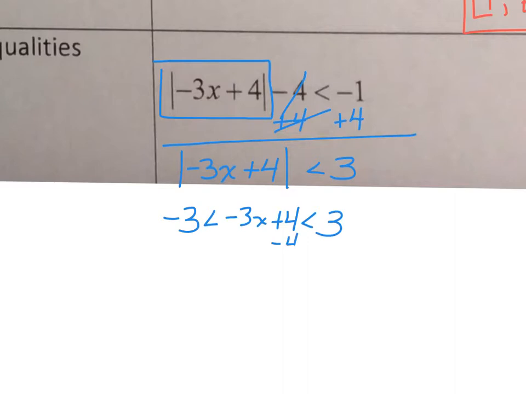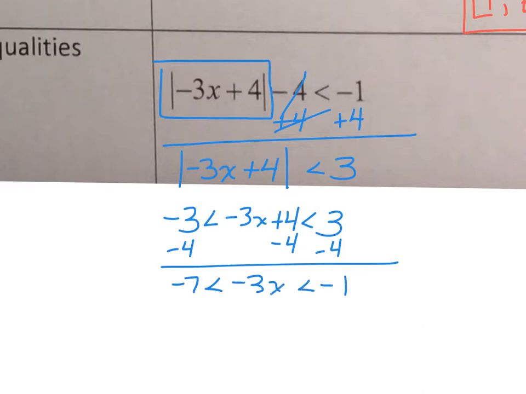So let's subtract 4 from all 3 sides, which will make negative 7 less than negative 3x less than negative 1. What's next? Divide by negative 3 and flip the signs. There you go, because we're dividing everything by a negative.